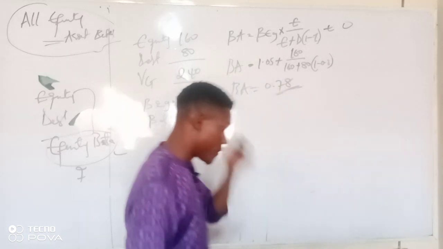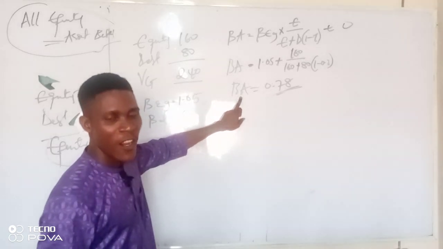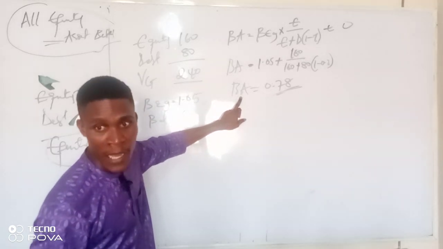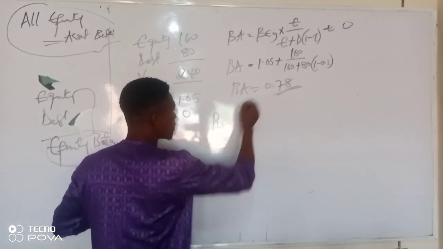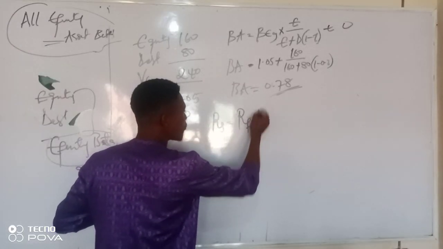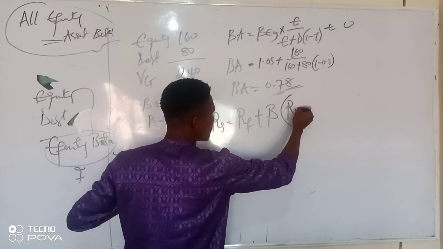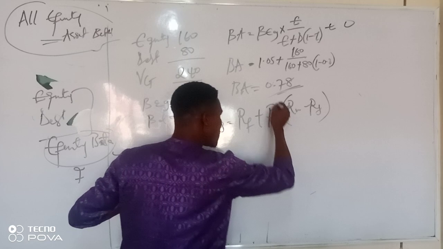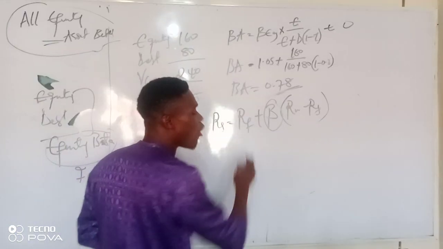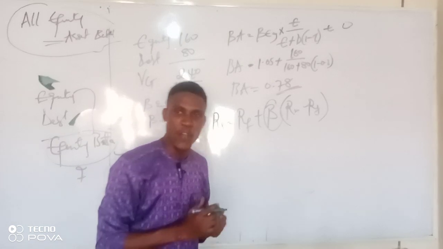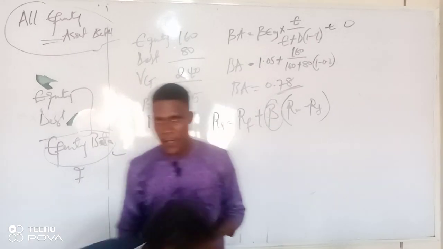What I say here is this: when you want to embark on a project, beta, if you can remember, we insert it in the CAPM formula. That is the return on security: risk free plus beta into bracket return on market minus risk free. So once you are able to identify the beta of that project, maybe you want to embark on the project now, you can get the beta of the project.